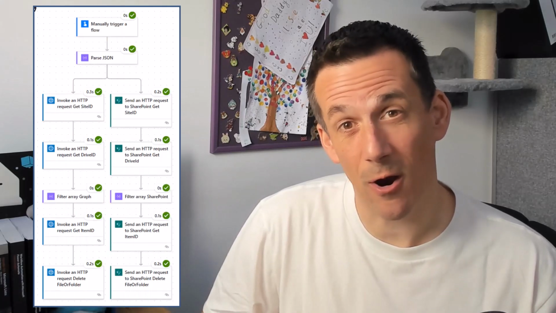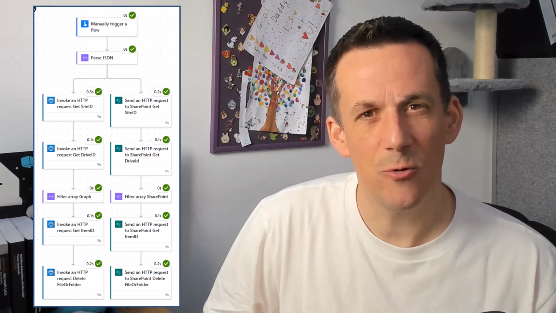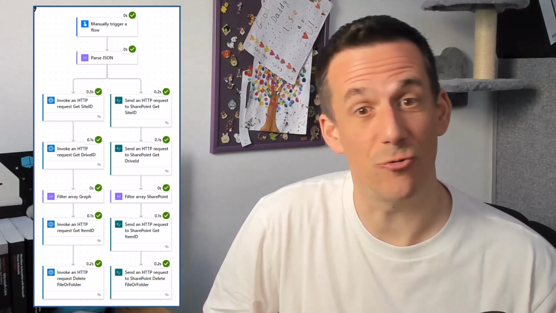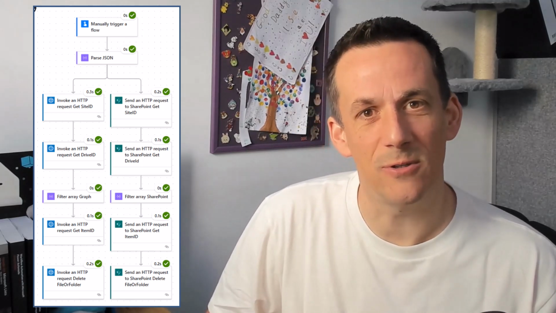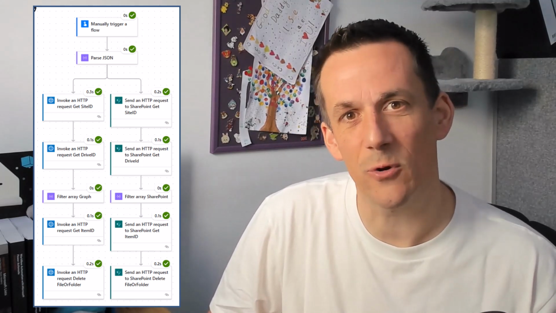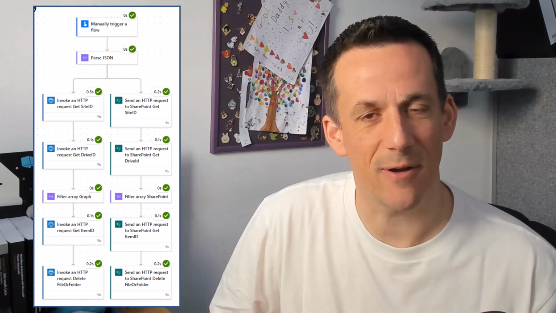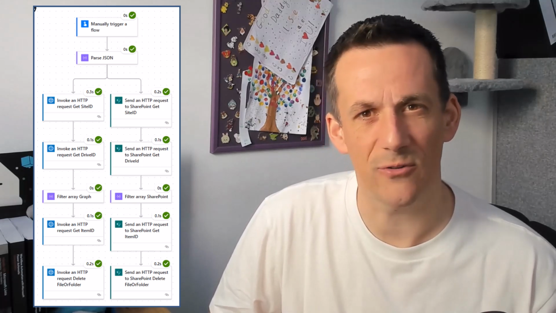Hi there folks, in today's demonstration I'm going to walk you through how to build a Power Automate Cloud Flow with either the Graph API or the SharePoint REST API, which are closely connected, to obtain the site ID, the drive ID, the item ID, and ultimately enable you to delete the file or folder of your choice using dynamic values like a document library name or a site name.